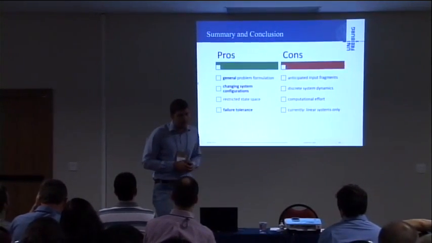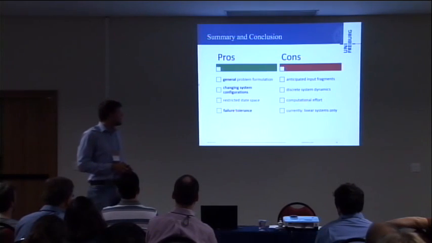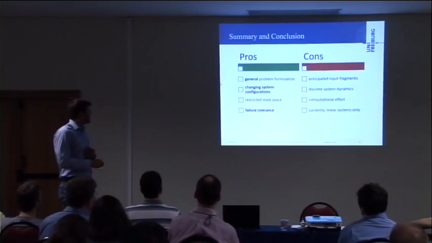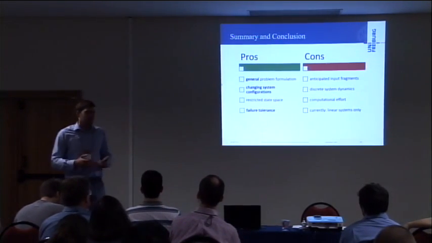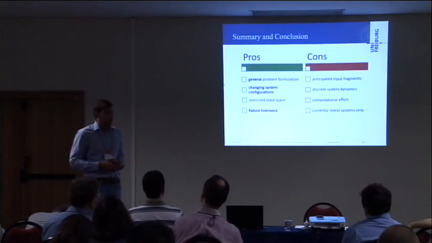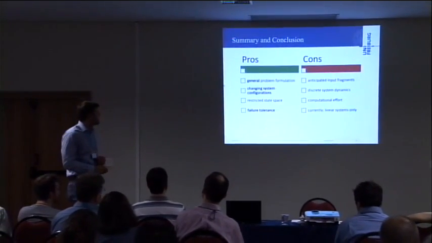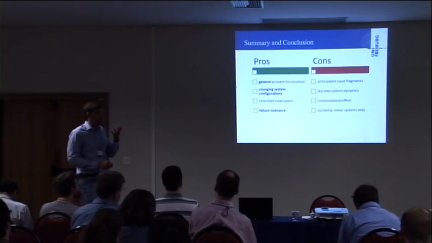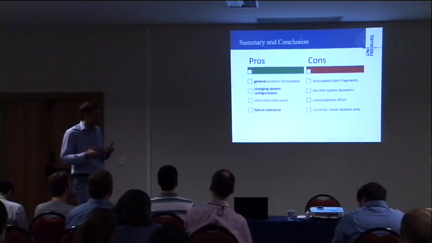I would like to end with a short summary of pros and cons. Let's start at the cons side. I think the most important issue here is that we have to anticipate our input fragments. That could be a very rough approximation of our real planned probabilities. Then we have a system dynamics, although the domain model is the discrete version of our real-world system.